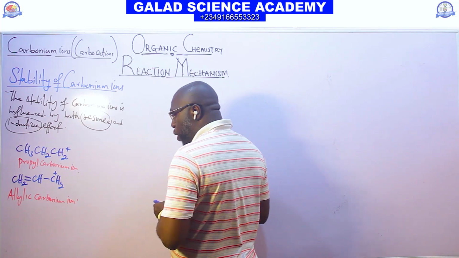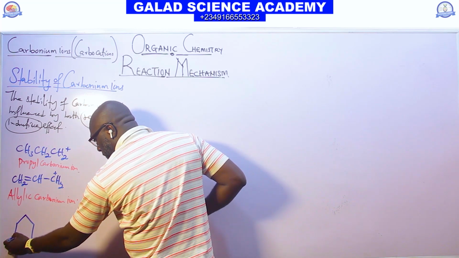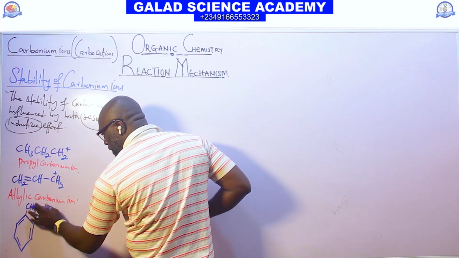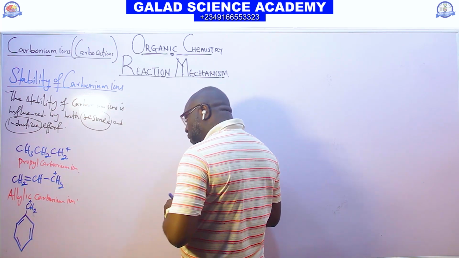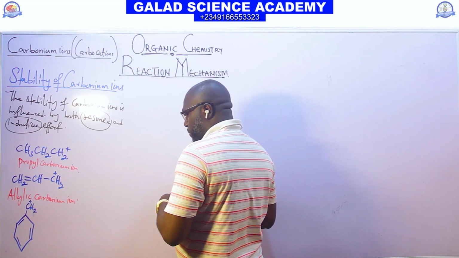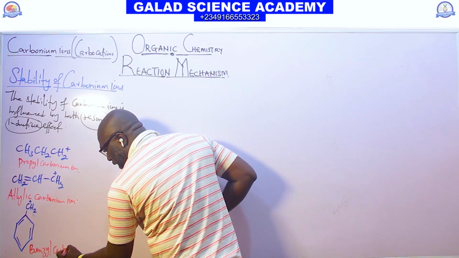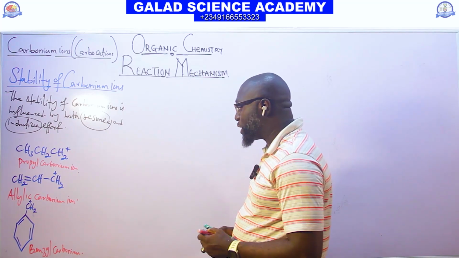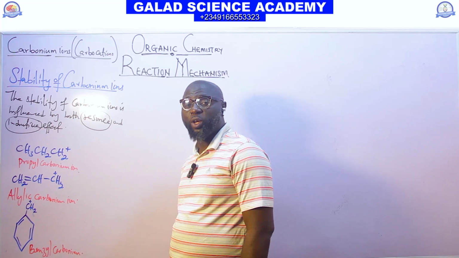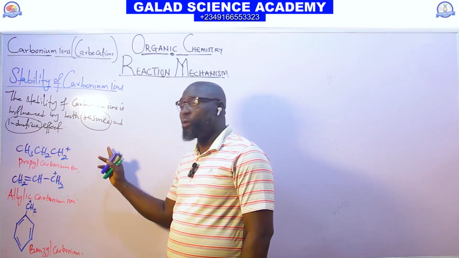And the next one, let me give you this aromatic one. Give you this benzene ring with CH2 plus here. The name of this one, we call it benzyl or benzylic carbonium ion. You are now asked to explain their stability. The two of them are carbonium ions, and I said the stability of carbonium ion can be explained by inductive effects and resonance.